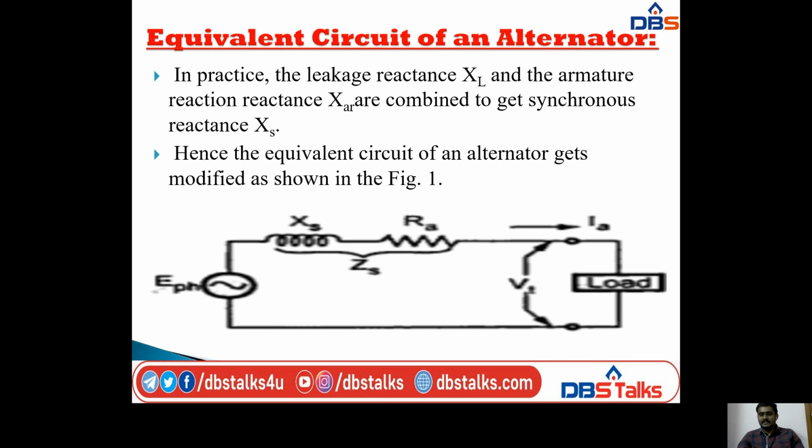So the diagram changes like this. Hence the equivalent circuit of an alternator gets modified as shown in the figure. If you see this diagram, this is the modified equivalent circuit diagram of the alternator. Practice these two diagrams, and they will ask for 2 marks or 5 marks. So we will explain the equivalent circuit of an alternator like this.